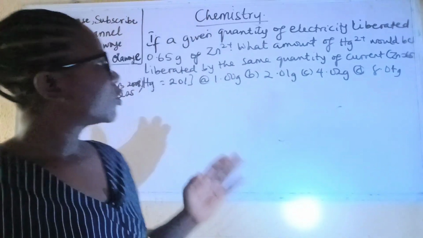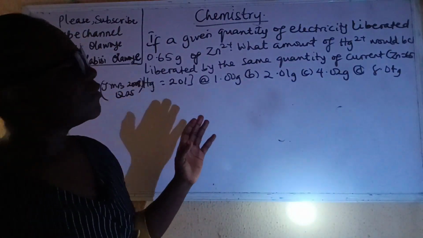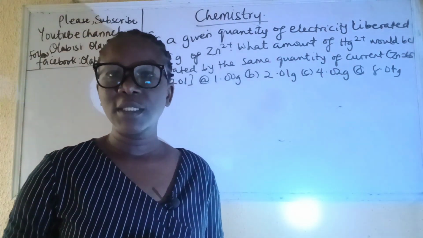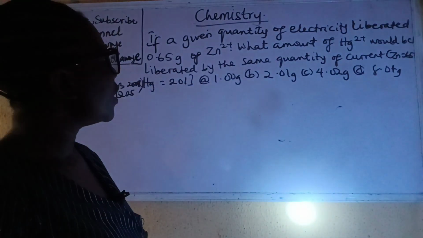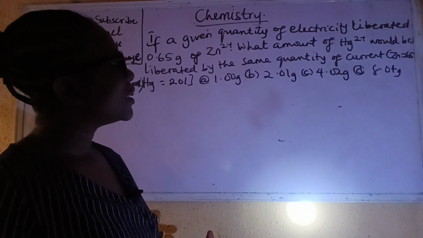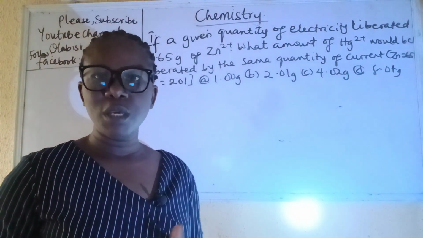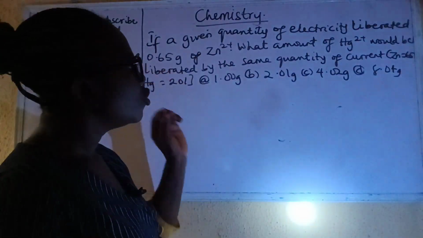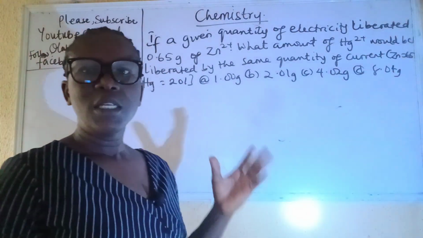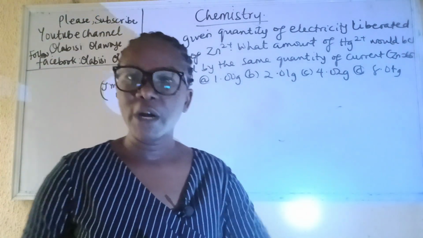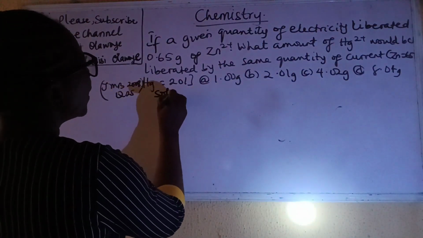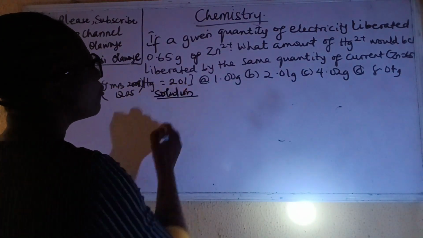Now, let's consider this question. You were given a question involving 2 elements, zinc and mercury, in the calculation of electrolysis. And we are to determine the mass of one of the elements that will be discharged using the same quantity of electricity. This is based on the second law of Faraday. Now, what to do here? We need to write the half reaction.